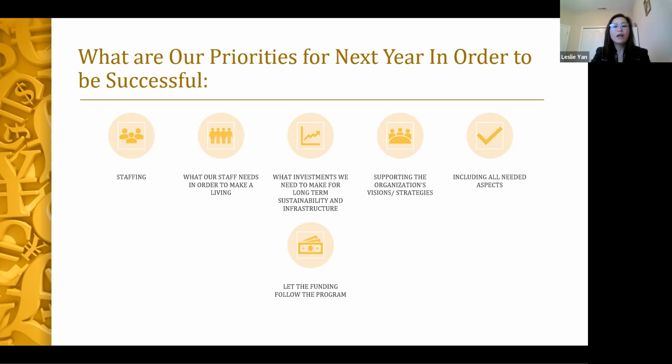The other priority is that you need to know what investments the organization will make for the short term and long term. This will help to build up your sustainability and your infrastructure. The very important item that you need to consider when doing the budget is that the budget should support the organization's strategies and goals. So when you do the budget, refer to the strategic plan that has already been written for that fiscal year and work your budget to support those goals.